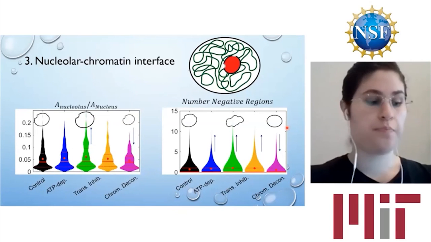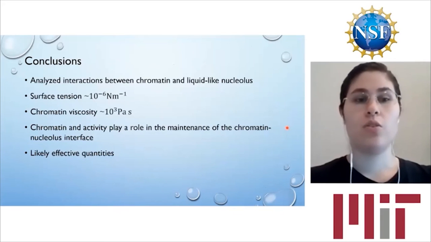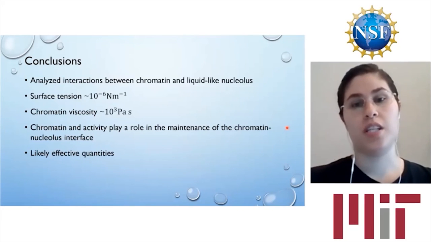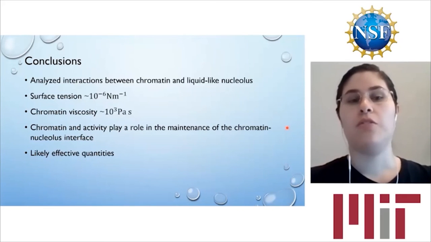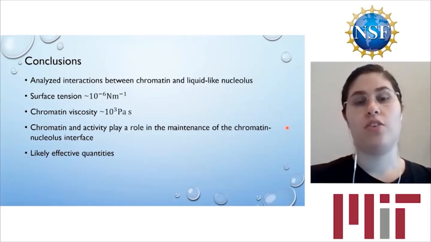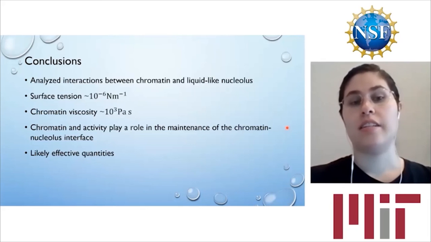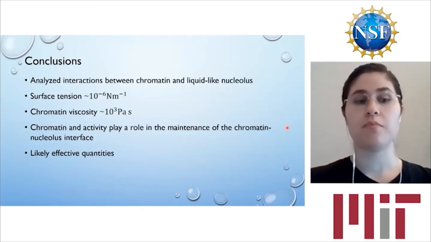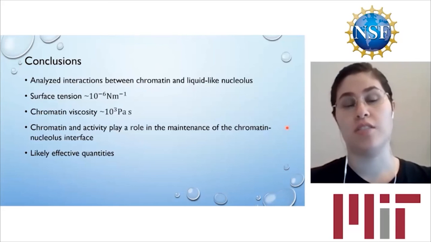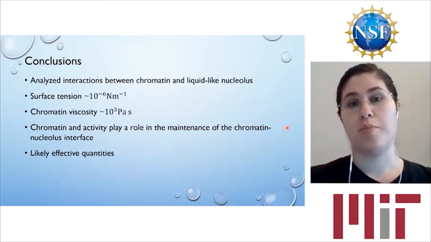So in conclusion, we analyzed interactions between chromatin and the liquid-like nucleolus, and we found that the surface tension of the chromatin-nucleolus interface is 10 to the minus 6 newton per meter. And we found that the viscosity of the chromatin solution is 10 to the 3 Pascal seconds. And we were able to find that non-invasively.